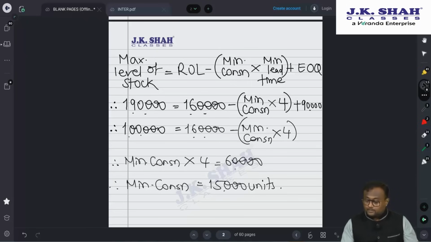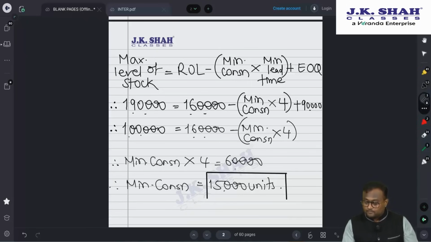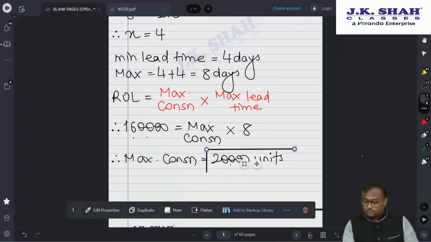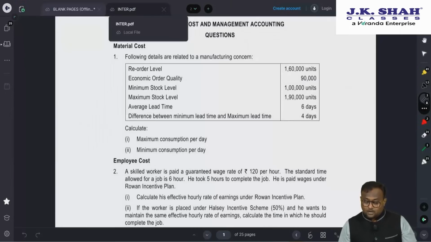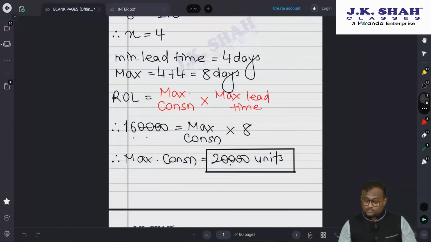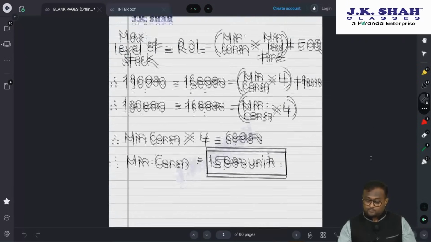Always remember one thing, start with something which is usually not given. That will give you the success. So this is minimum consumption 15,000. And this is maximum consumption. Maximum consumption, minimum consumption. That's your answer. First, maximum, and then your next answer is minimum.